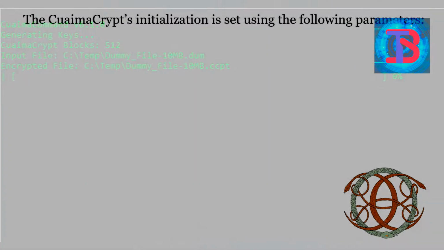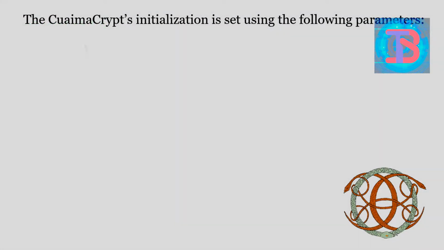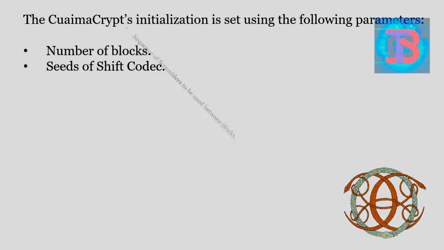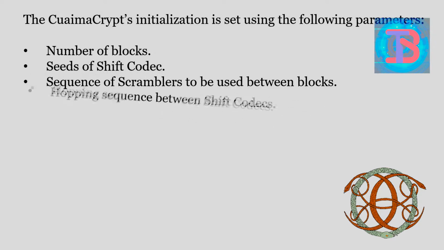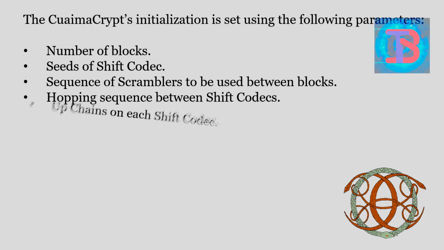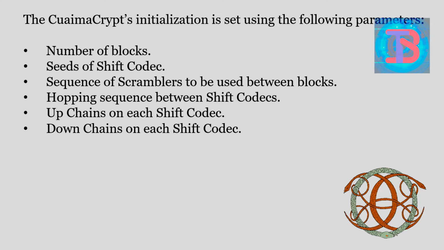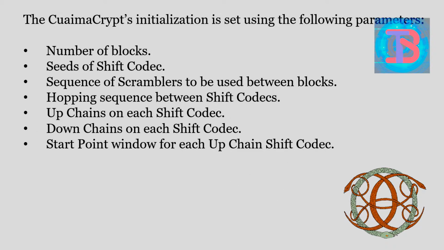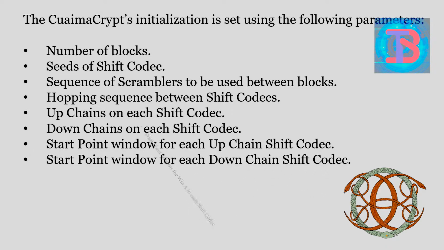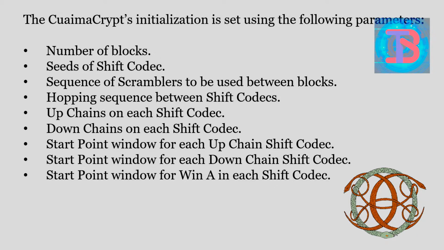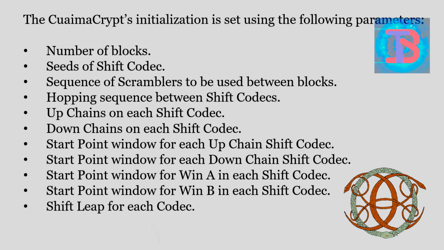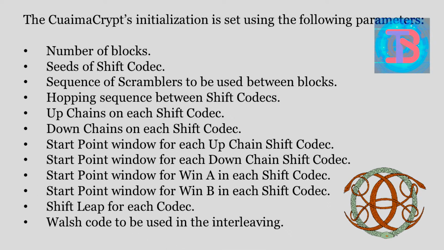CuaimaCrypt's initialization is set using the following parameters: number of blocks, seeds of shift codec, sequence of scramblers to be used between blocks, hopping sequence between shift codecs, up chains on each shift codec, down chains on each shift codec, start point window for each up chain shift codec, start point window for each down chain shift codec, start point window for win A in each shift codec, start point window for win B in each shift codec, shift leap for each codec, Walsh code to be used in the interleaving.